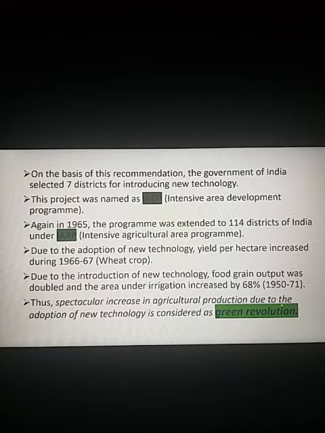And apart from Green Revolution, know the abbreviations, or expanded forms, of IADP and IAAP. Initially 7 districts, later on 114 districts. Mainly the crop which was taken up on an experimental basis was the wheat crop.